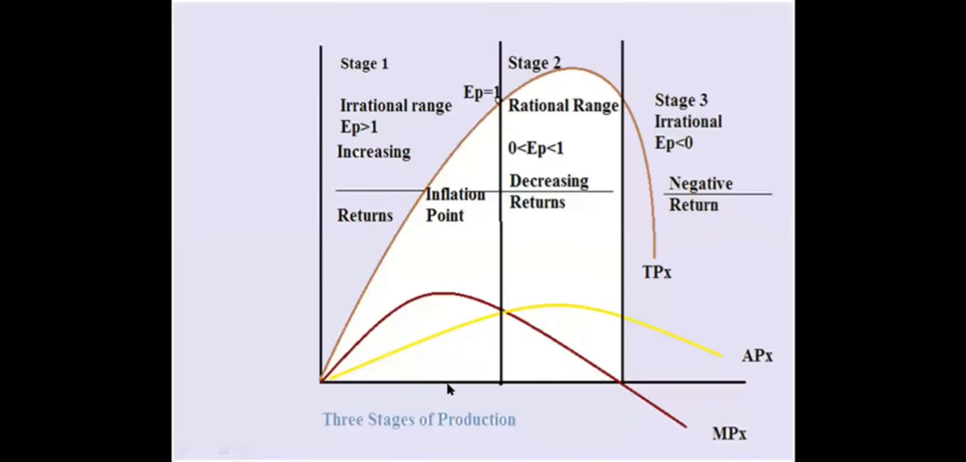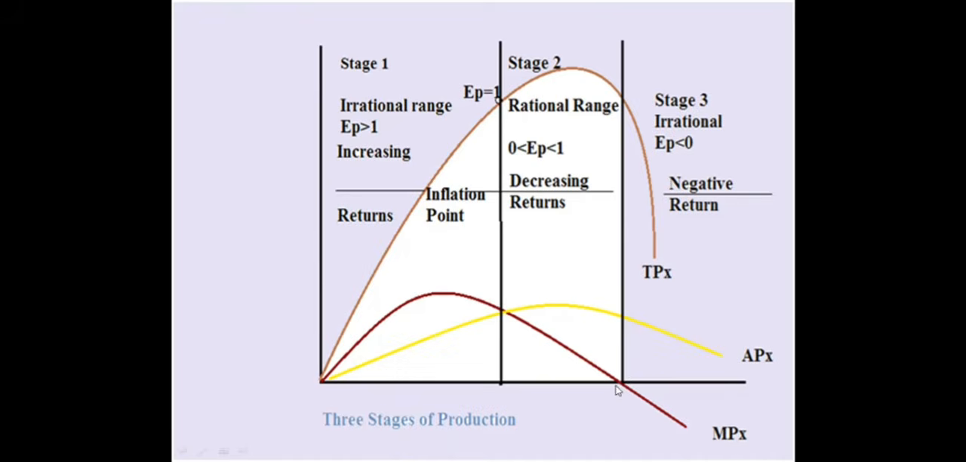Okay. Now coming to the return thing. See, the same thing I have repeated here. Stage 1, stage 2, stage 3. This is your inflection point where the marginal product will be higher, and stage 1 will end where MPP equals APP. Then MPP is 0 at the end of stage 2. Then it becomes negative in stage 3.